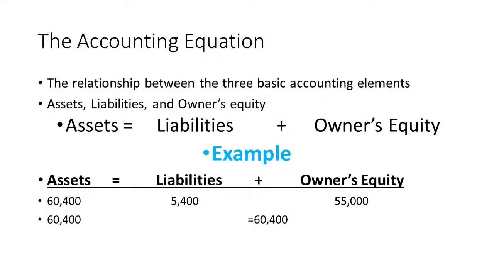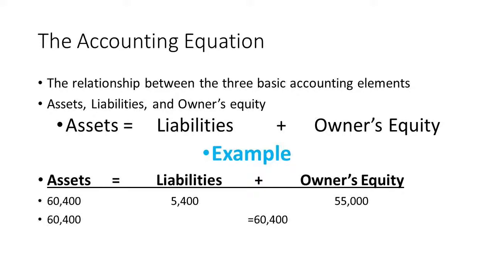All right, so let me show you some examples. We're going to show you an example. So here's the accounting equation. The accounting equation is the relationship between the three basic accounting elements. It's very simple. Assets equals liabilities plus owner's equity. So again, let's take a look at that. Assets must equal liabilities plus owner's equity.